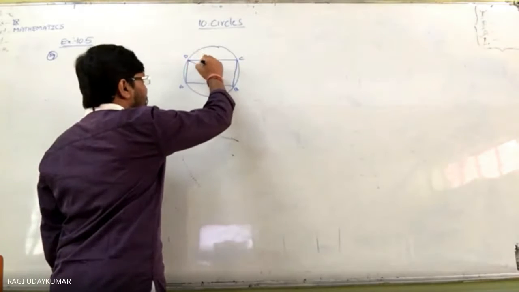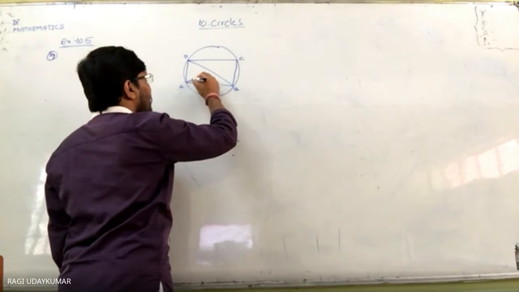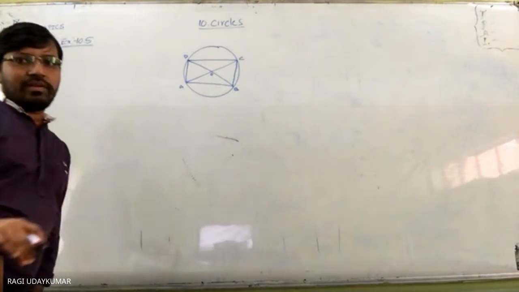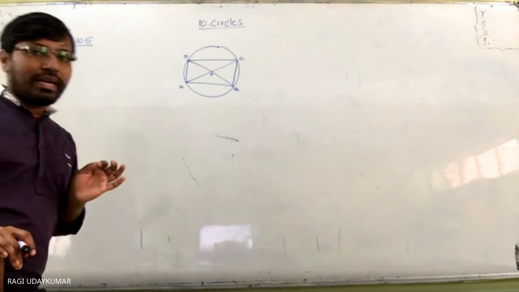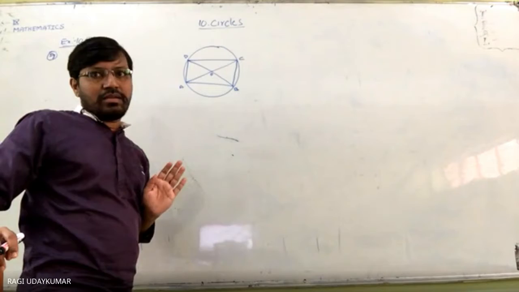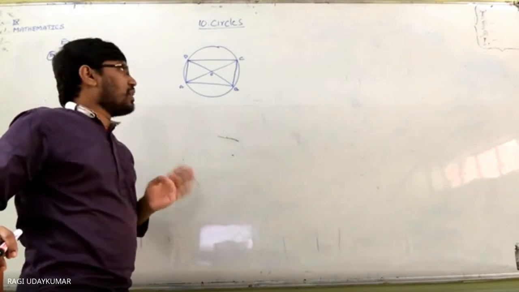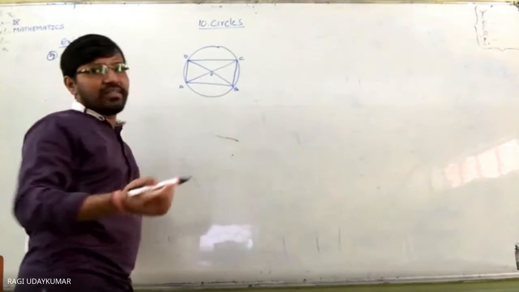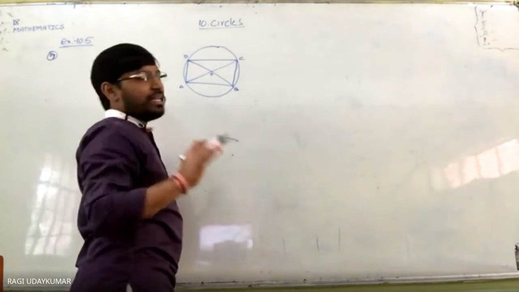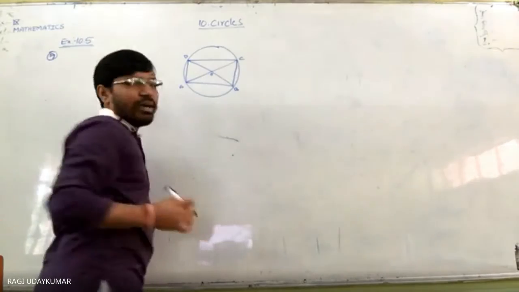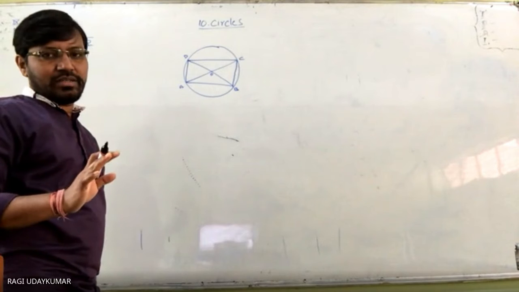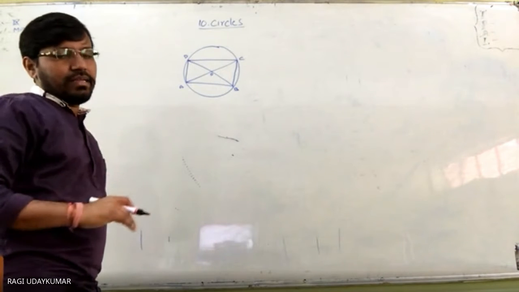It's a cyclic quadrilateral. The diagonals of this quadrilateral are diameters. So this diagonal is diameter. This diagonal is diameter. So the intersecting point is O. ABCD is the only cyclic quadrilateral. And what are the properties of the cyclic quadrilateral? Sum of B plus D is equal to 180 degrees, A plus C is equal to 180 degrees. And we have to prove that it is a rectangle.